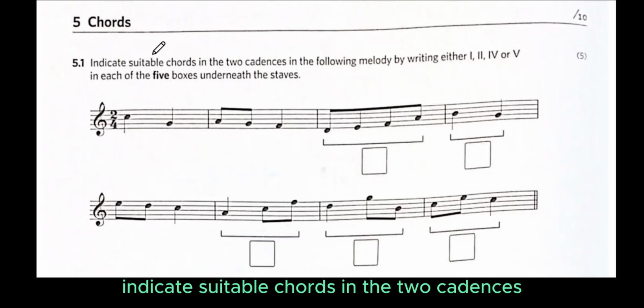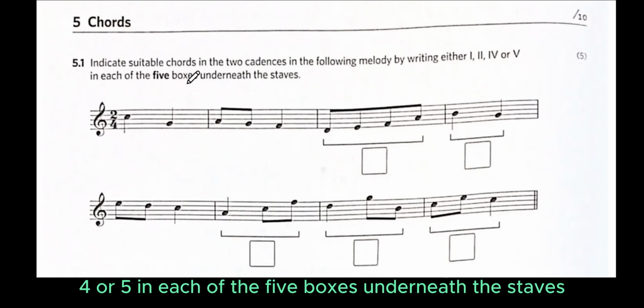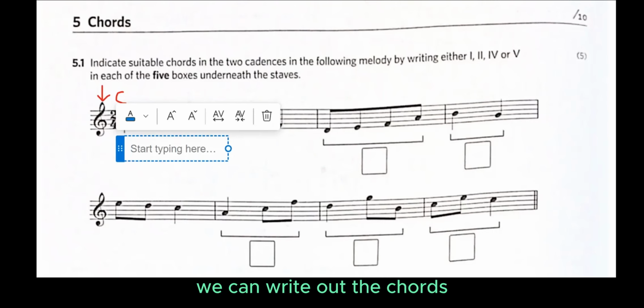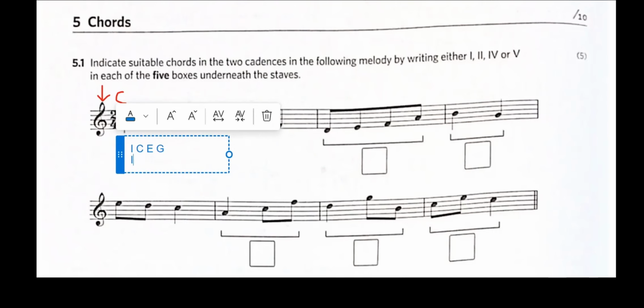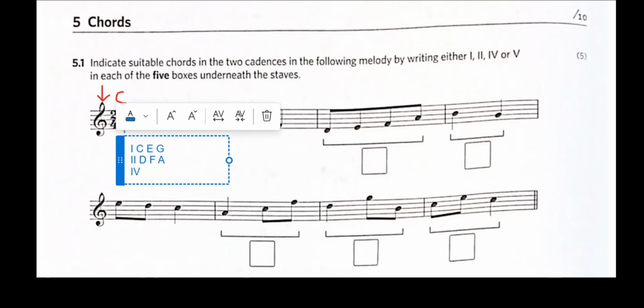This is paper 5C, section 5, chords. 5.1. Indicate suitable chords in the 2 cadences in the following melody by writing either 1, 2, 4, or 5 in each of the 5 boxes underneath the staves. Look at the key signature. This is C major. We can write out the chords. 1 is C, E, G. 2, D, F, A. 4, F, A, C. And 5, G, B, D.